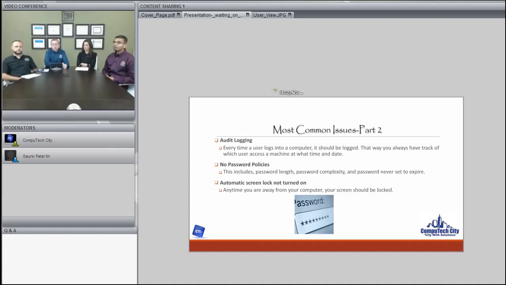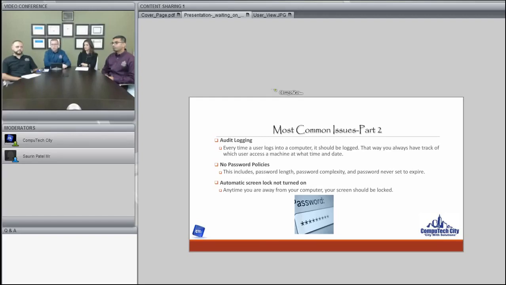One of the next biggest is no password policies. This is probably the most dreaded part of a security assessment for anyone, because I know none of you want to change your password or have a hard time remembering passwords, but we have to do it. Using generic passwords, anyone with a technical background could log into your computer. Setting a password policy includes password length, password complexity, and passwords never set to expire. So passwords should be changed at least every 90 days. They should be at least 8 characters long, and have some complexity like numbers and different symbols, so that way it's less susceptible to a brute force attack.